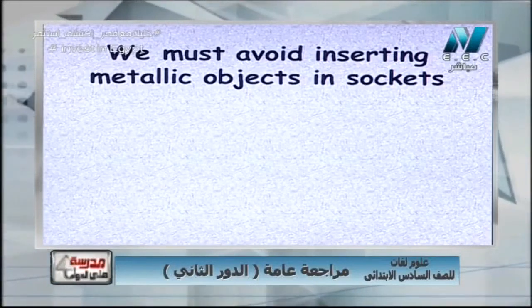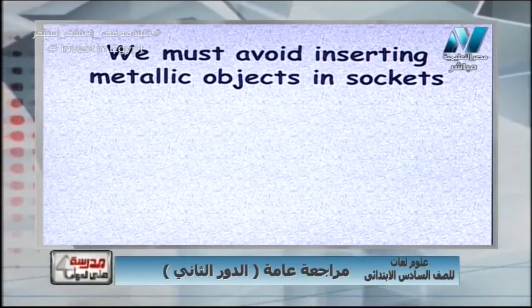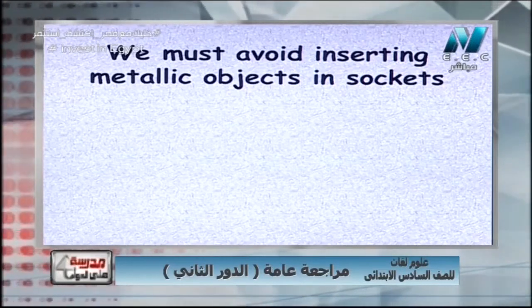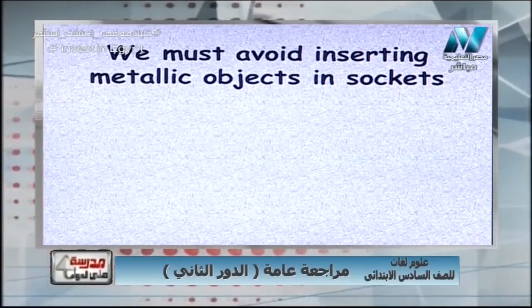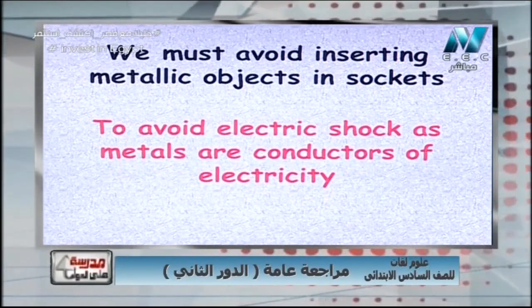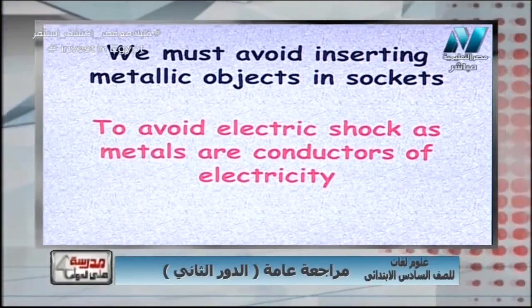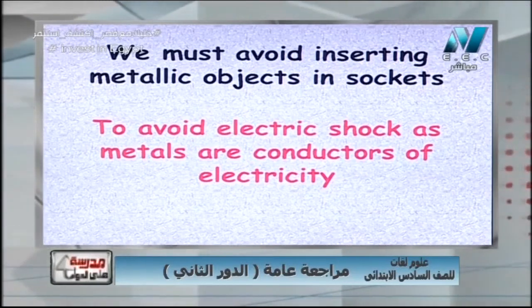Another question: we must avoid inserting metallic objects in sockets. يعني ما ينفعش احط اي حاجة معدنية داخل ساكتس اللي هو كوبس الكهرباء، يعني اللي بيسموه المقبس او الفيشه مكان الفيشه. طب ليه؟ اصل اي ميتال هو عارفين كويس قوي ان هو كونداكتيف، بيوصل الكهرباء، فكده ممكن يسبب الكتريك شوك. يبقى ممكن اقوله to avoid electric shock as metals are conductors of electricity.